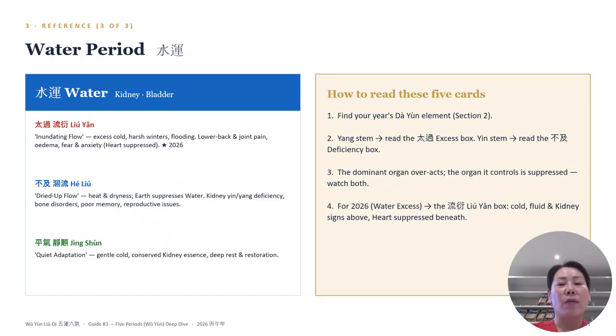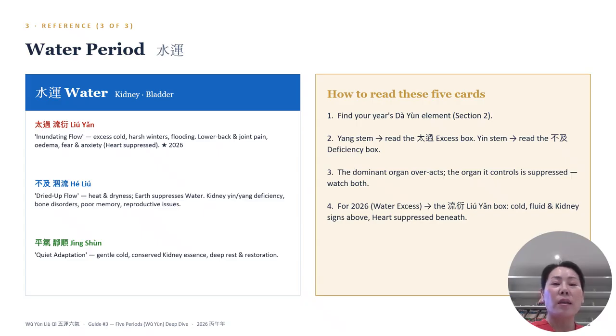edema, and fear or anxiety with the heart suppressed beneath. In deficiency, it's He Liu, dried up flow, hidden dryness, moving as also suppressing the weak water. You see kidney yin and yang deficiency, bone disorders, poor memory, and reproductive issues, unbalanced. Jing Shun, quiet adaptation, a gentle cold, the kidney essence conserved, deep rest and restoration supported.